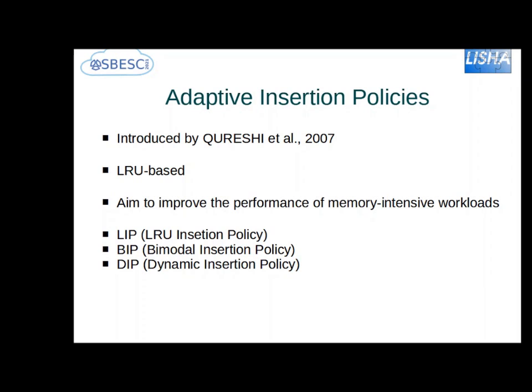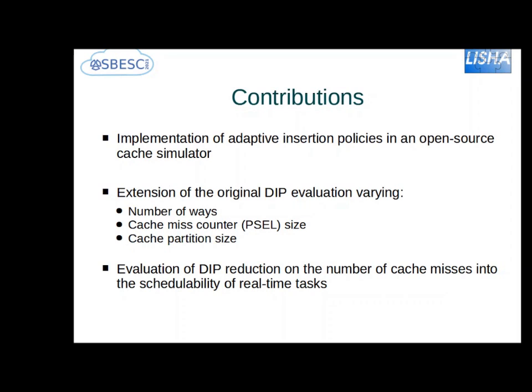Although those policies presented interesting results when compared to LRU, their impact on the scalability of real-time systems has not been studied yet. Moreover, the original DIP evaluation has not studied its behavior when varying the number of ways and the impact of the cache miss counter size. So, the contributions of this paper are the implementation of the adaptive cache policies into an open source cache simulator called Cachegrind. This way, we were able to extend the analysis of the DIP adaptive insertion policy considering the context of real-time systems, and evaluate the behavior of the policies when varying the cache parameters.